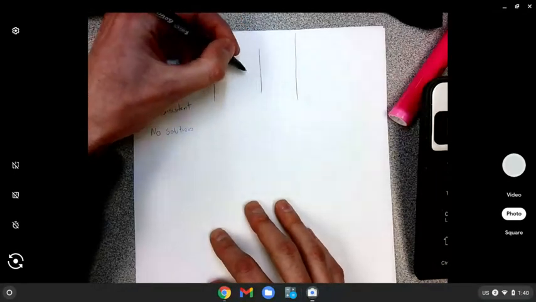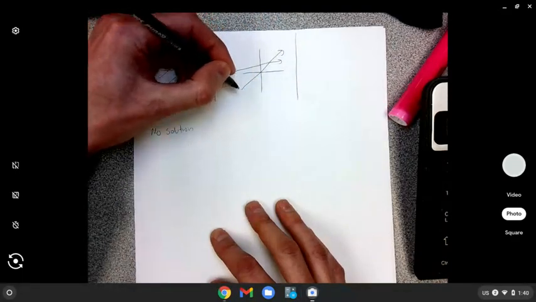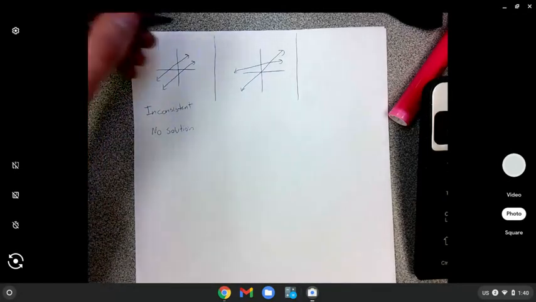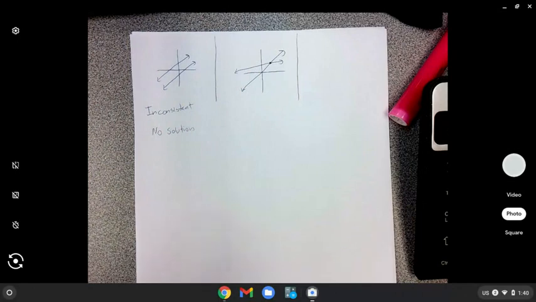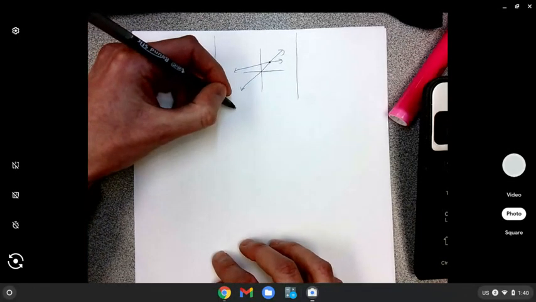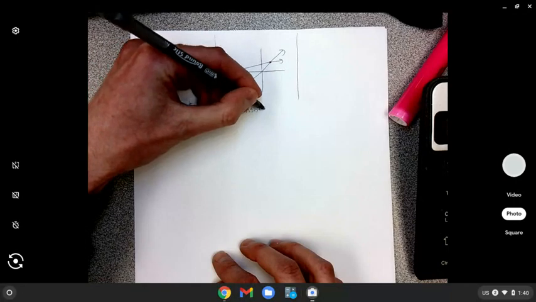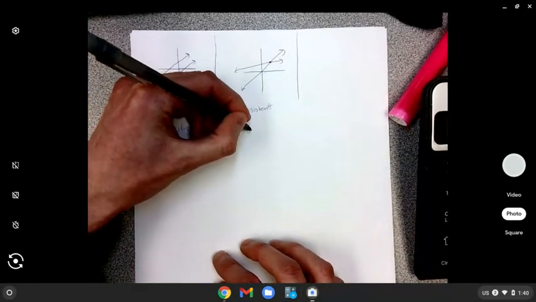It could be that the two equations, when graphed, cross somewhere. Could be anywhere, but I just drew it like this, which means there's one solution. There's one point that they share, that they have in common. And that would be consistent. Sometimes it's called independent, but I think they're going with consistent in this one. A consistent system, and there is one solution.